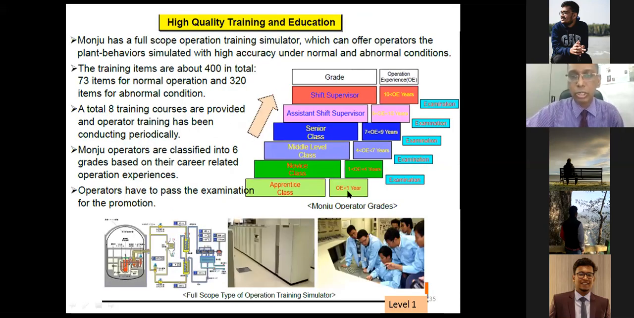initial study you have to do, that is less than 1 year. Then after completing this initial 1 year study, you have to go for the second study.